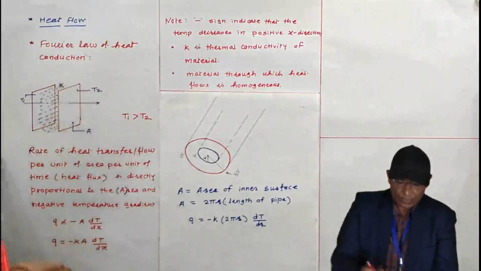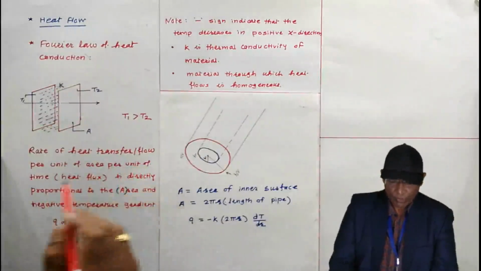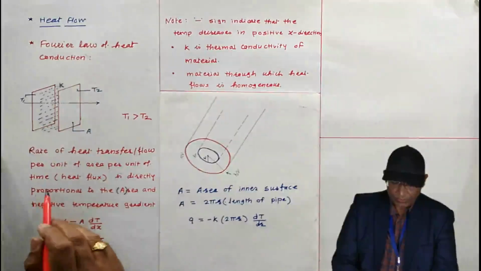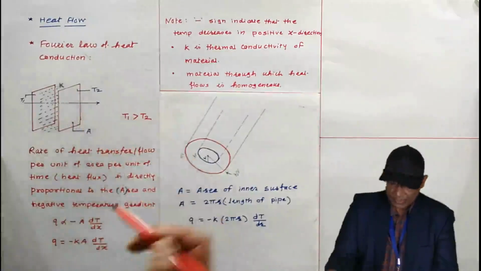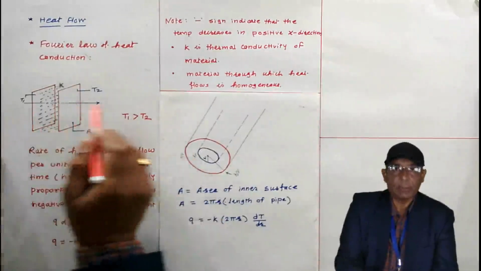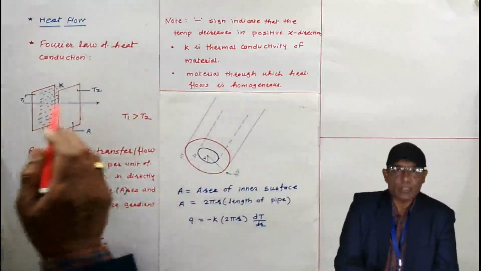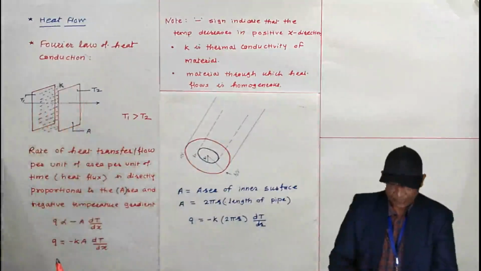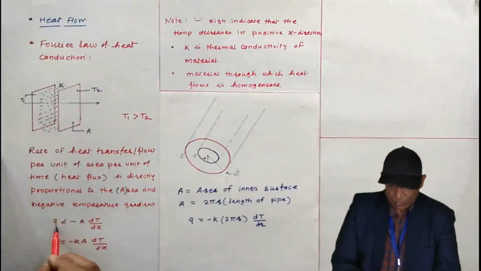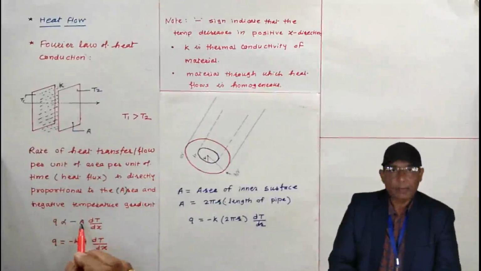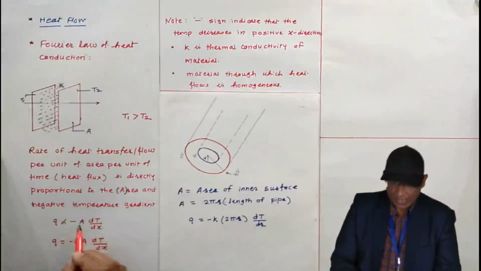The Fourier law of heat conduction states that the rate of heat transfer, or heat flow per unit area per unit time, which you call the heat flux also, is directly proportional to the area perpendicular to the flow and the negative temperature gradient, because the temperature decreases from this face to this face. T1 is greater than T2. Here the heat flow is denoted by Q. Q is directly proportional to the area A and the temperature gradient dT by dx.